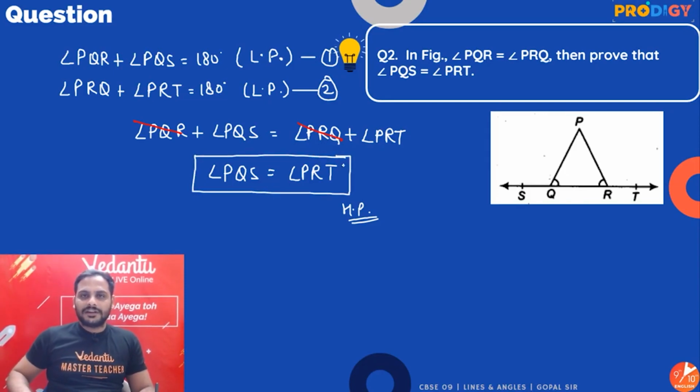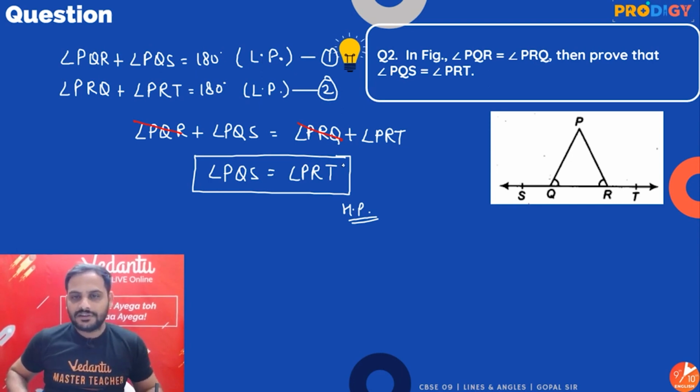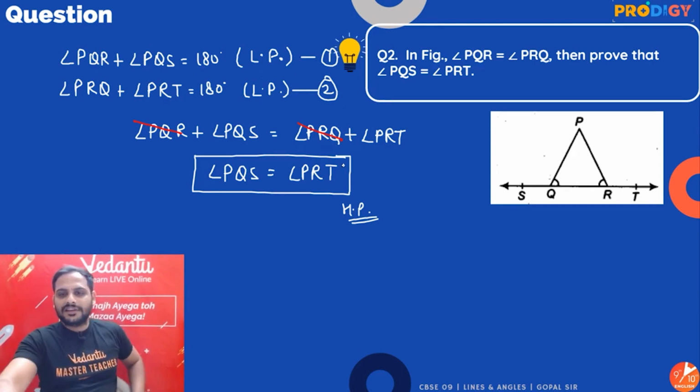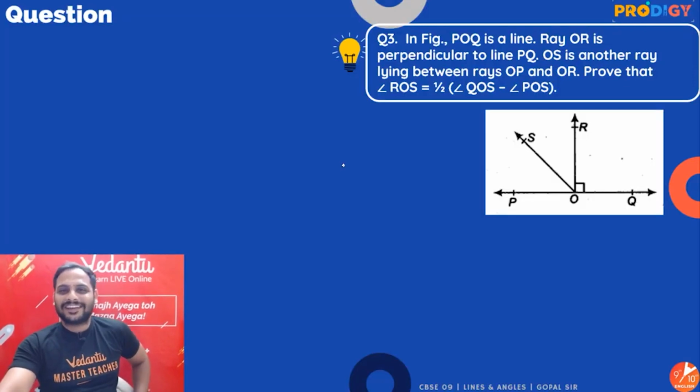Easy question. Okay children? So this is how this question will be solved. Easy peasy lemon squeezy. Okay, next question, look, next question.